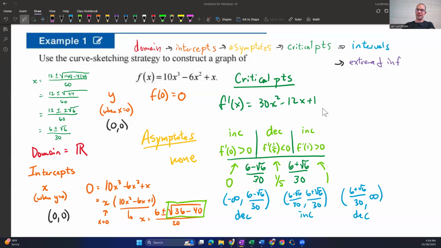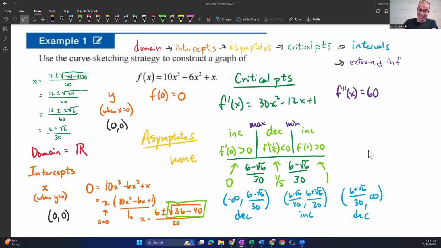Extrema and the points of inflection, good grief. Going from this chart, increase to decrease means local max. Decrease to increase means local min. We could verify that with the second derivative. Let's go ahead and do the second derivative real quick.